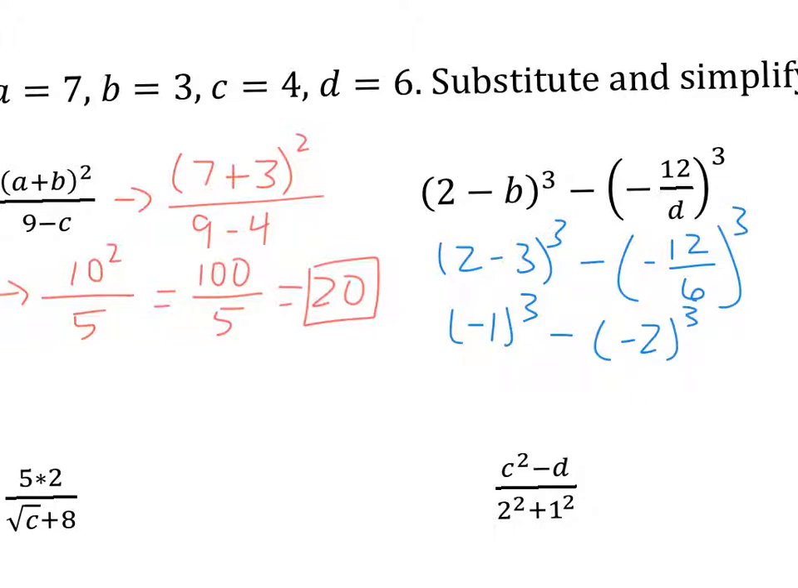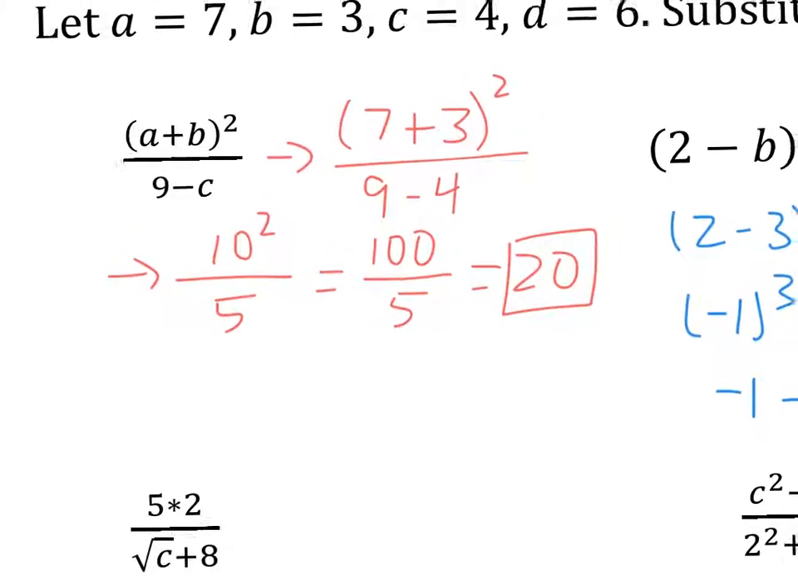Okay, next thing we have to do is exponents. So -1 cubed, that's -1 times -1 times -1. That gives us -1. Okay, and then we are going to subtract. Well, we have -2 times -2 times -2. That gives us -8. Okay, if we have -1 minus -8, well, we can change the sign here. That gives us -1 plus 8, which equals 7. So our answer for that one is 7.